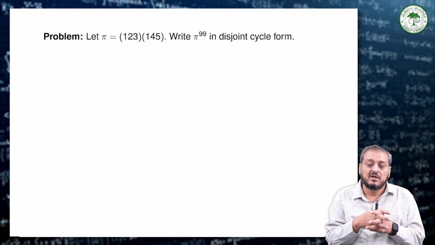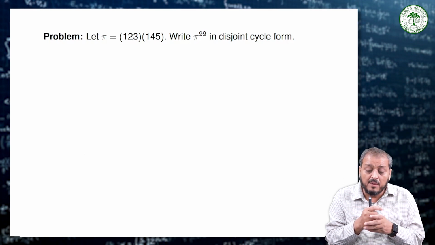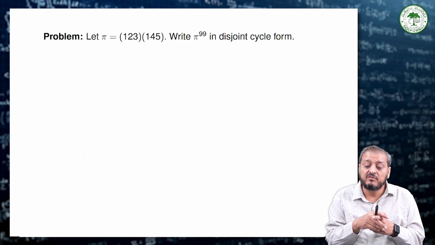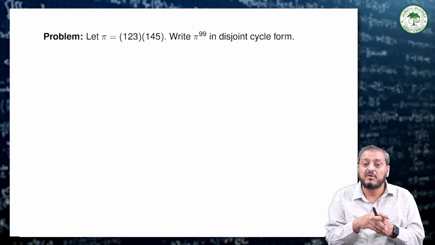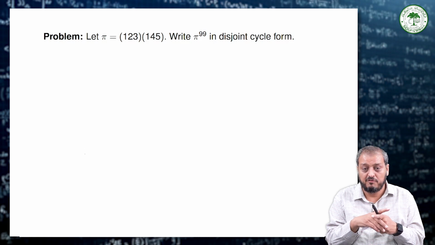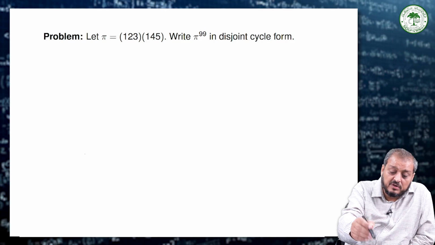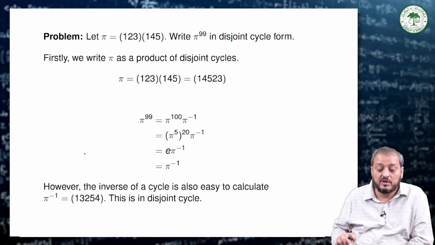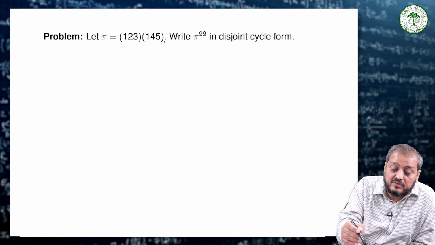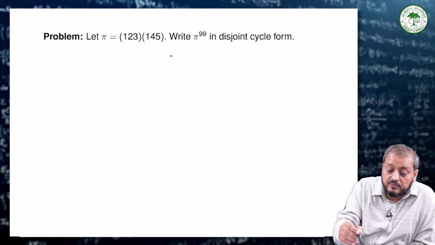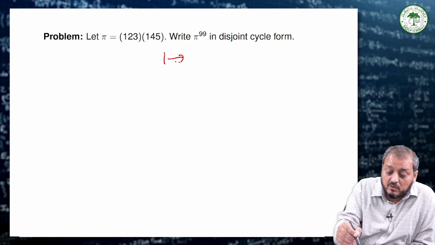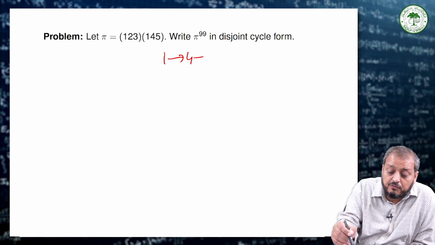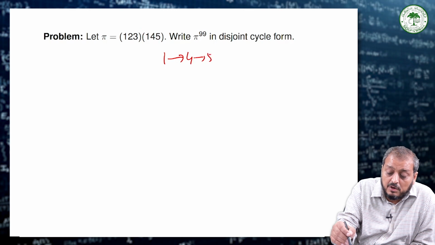We have pi equal to (1 2 3)(1 4 5), and we have to write pi to the power 99 in disjoint cycle form. Actually pi is not disjoint, so we first have to write pi in disjoint form. So 1 goes to 4, 4 goes to 5.